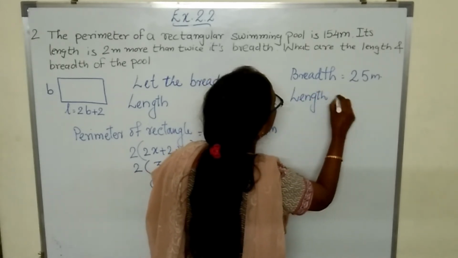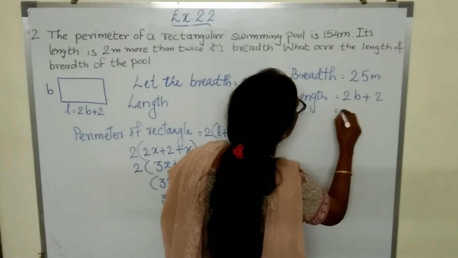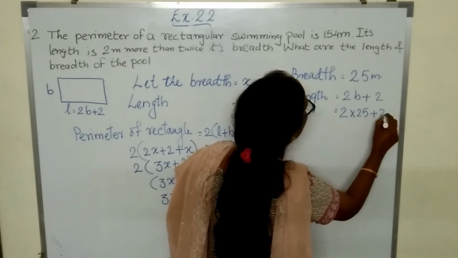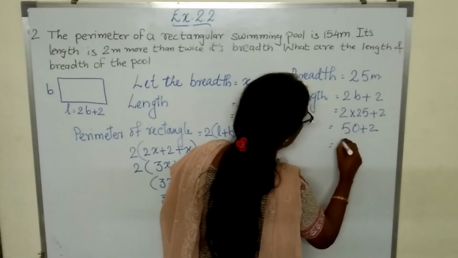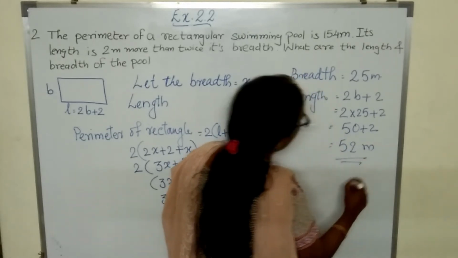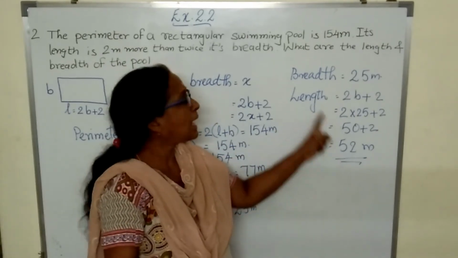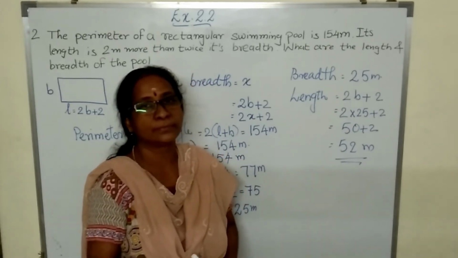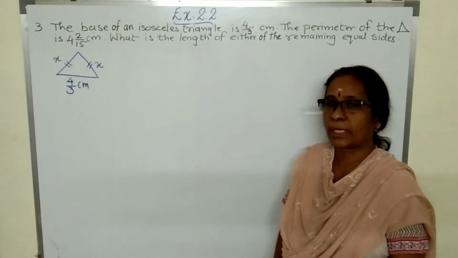So what is the length? Length is equal to 2 into breadth plus 2. That is 2 into 25 plus 2. That is 50 plus 2, which is equal to 52 meter. So the length of the pool is 52 meter and the breadth of the pool is 25 meter. Let us see question number 3.